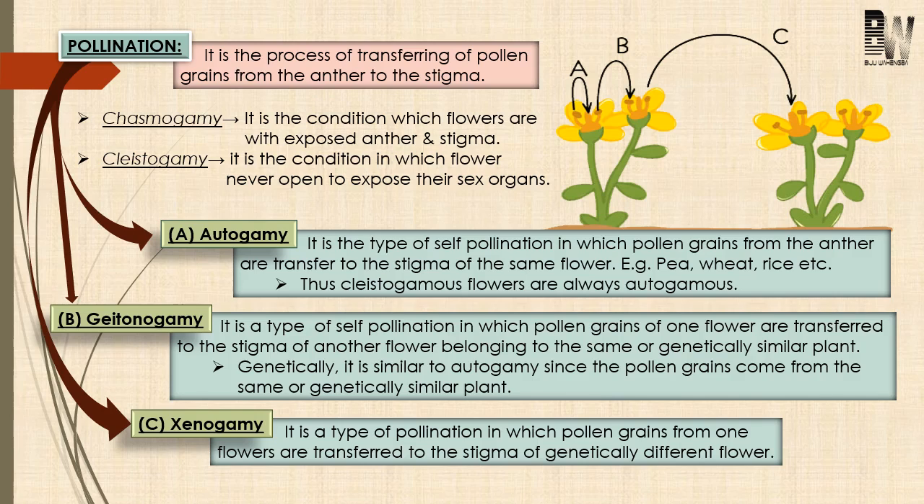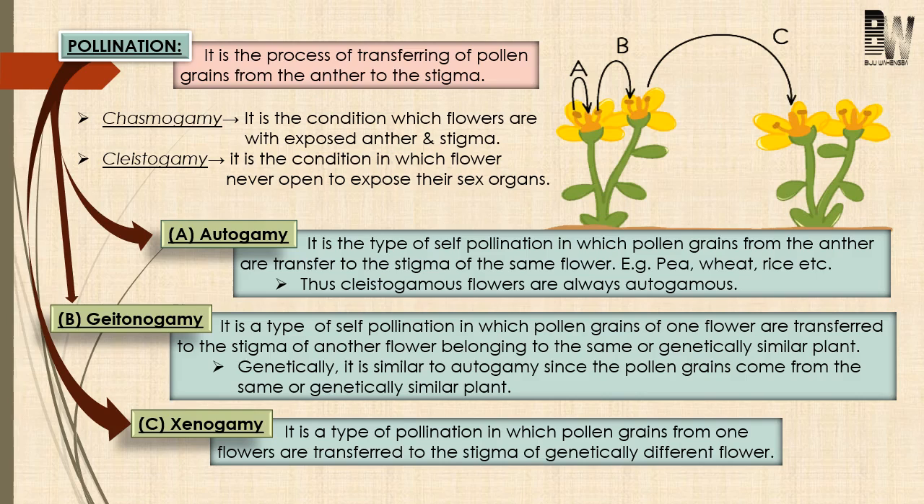So first come to chasmogamy. Actually, it is a condition of the flower in which the sex organs, that is stamen and carpel, are well exposed. That is, the flowers are open. And those flowers which show such a condition are known as chasmogamous flowers. On the other side, if the sex organs are not exposed, that is, if the flower is not open, then the condition is known as cleistogamy. And those flowers which show such a condition are known as cleistogamous flowers. That is, the flower can be either chasmogamous, that is open, or it can be cleistogamous, that is closed. So this is about the types of flower.